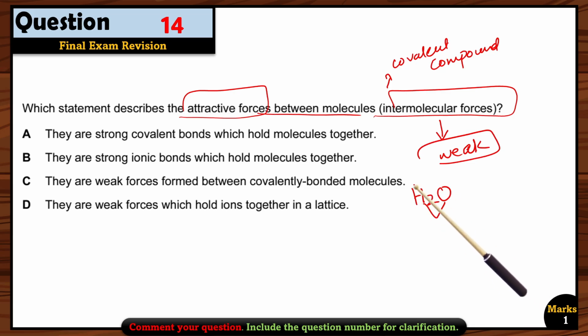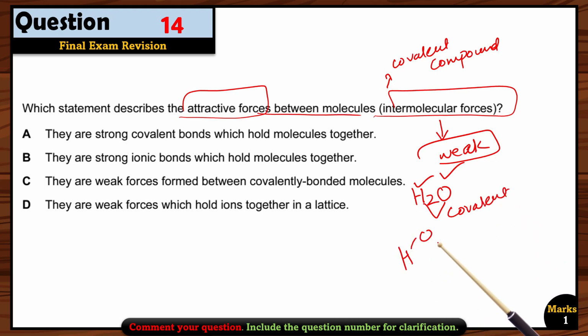So which bond is present? Hydrogen is a non-metal. Oxygen is also a non-metal. So this is a covalent bond present in it. If I write the structure of H2O, you can see. So what is this bond? This is a covalent bond. Okay.